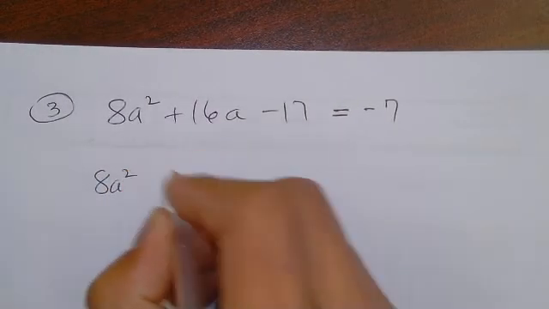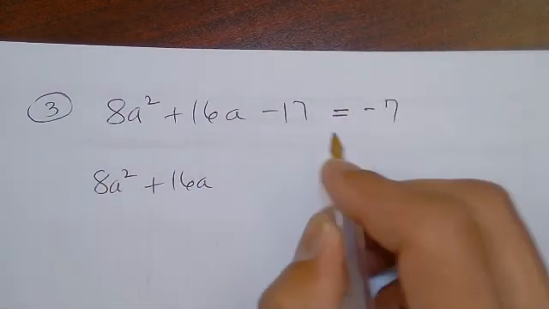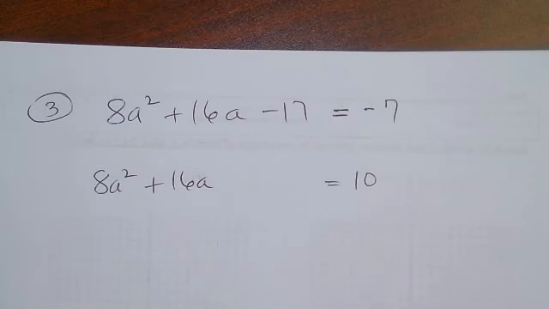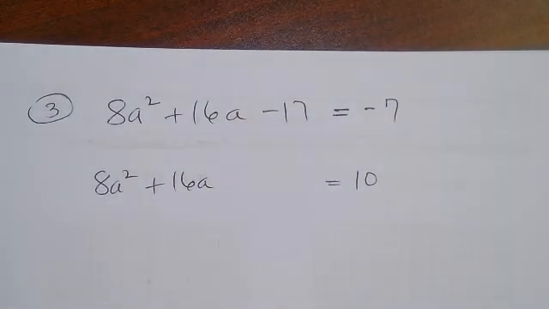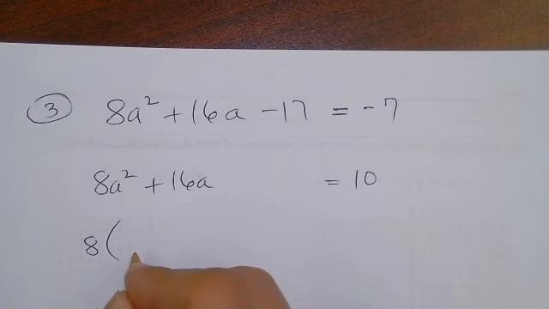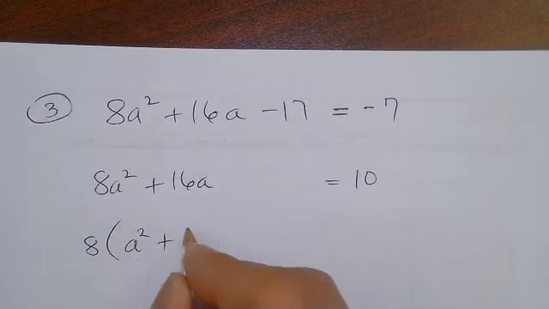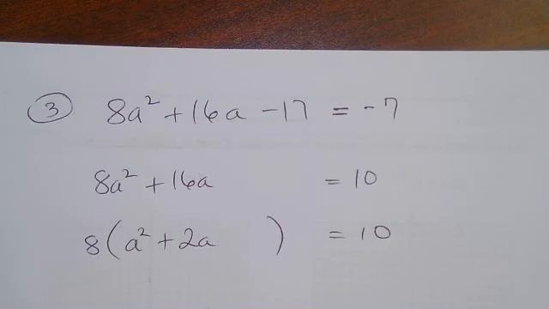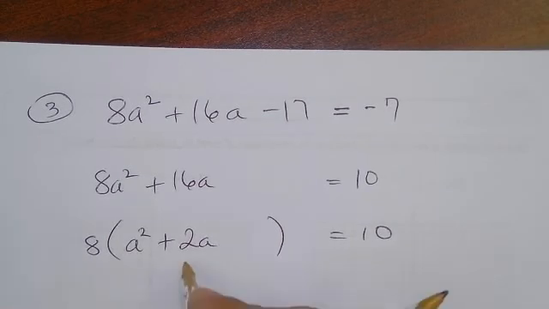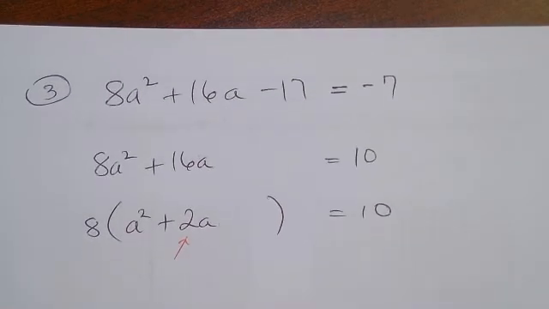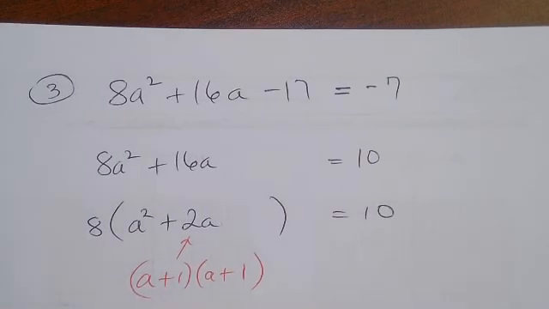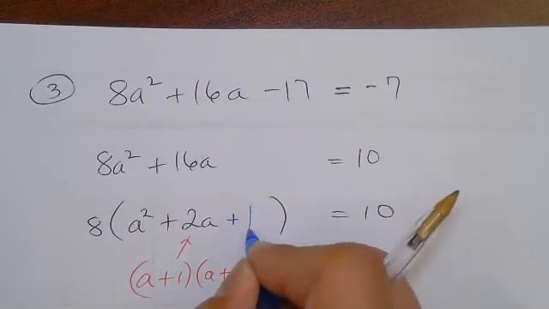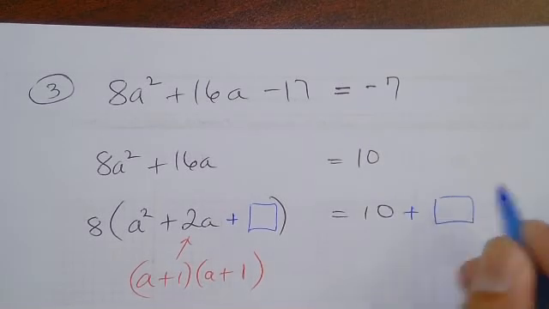Okay. That's going to be 8a squared plus 16a. Keep that here. That's going to be 10. We're good? Then we got to factor that. Factor out the 8, that's 8 times a squared plus 2a equals 10. And, again, that's going to be a plus 1 and a plus 1.